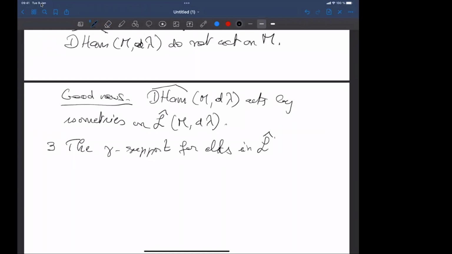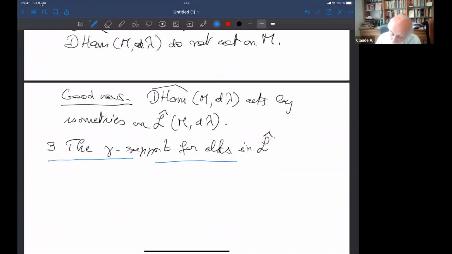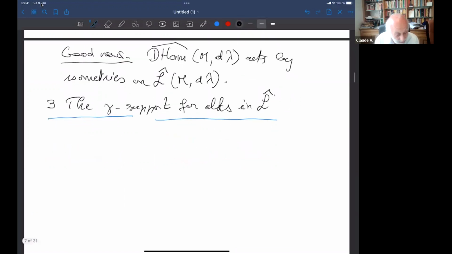Okay. So what I want to do is to take an element in this L hat and associate to that a set. That's not very difficult. Actually, it was done, but in a different way, by Vincent Humilière in his thesis. But the definition I'm giving is slightly different, and I believe maybe a little bit more convenient. Okay. So let L be in L hat of (M, d lambda).